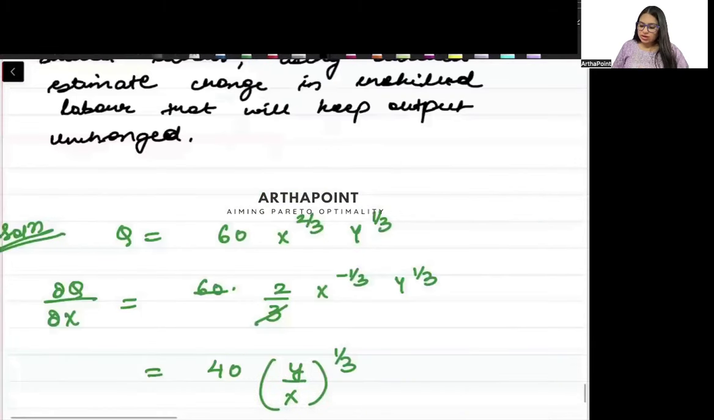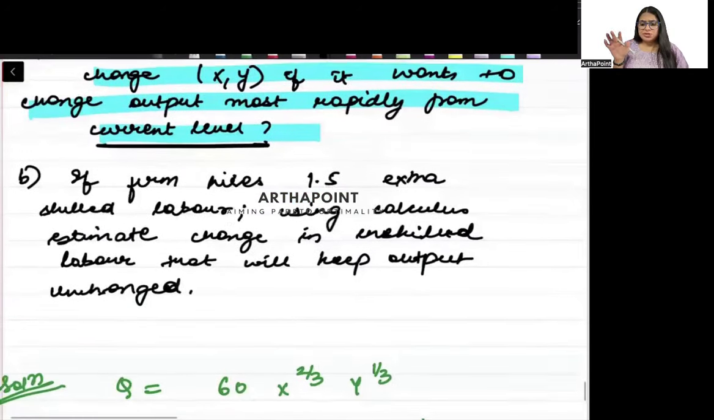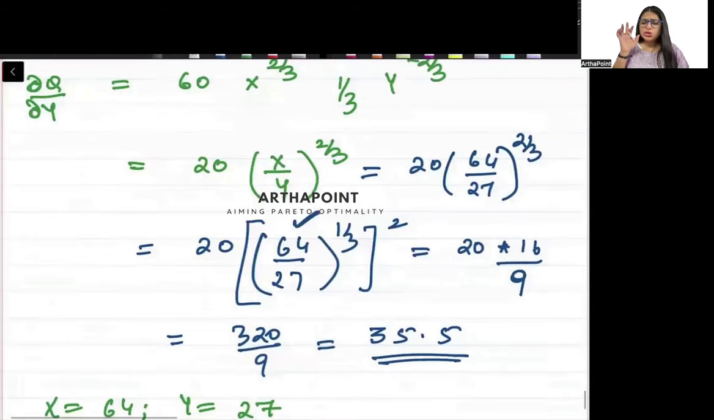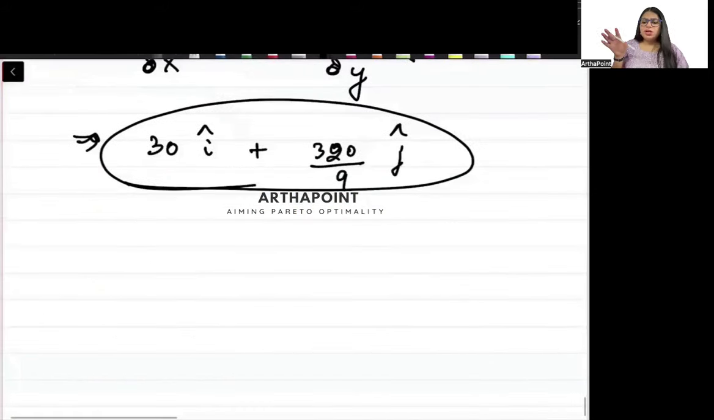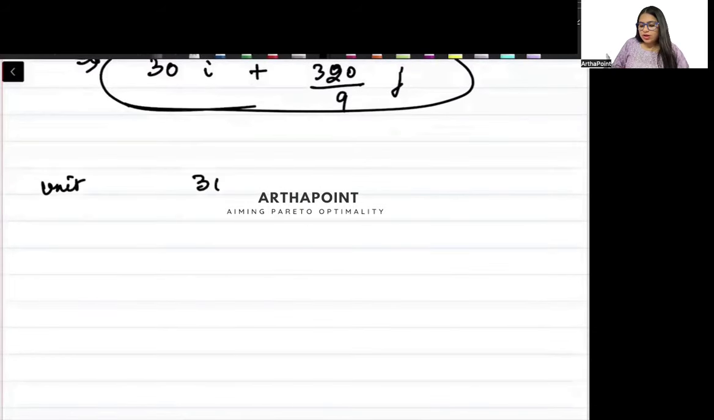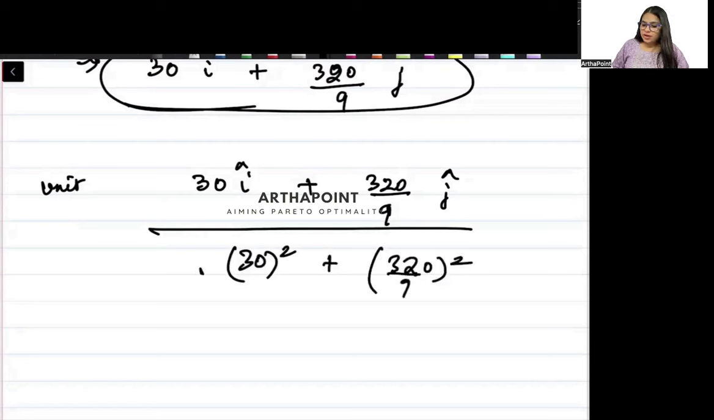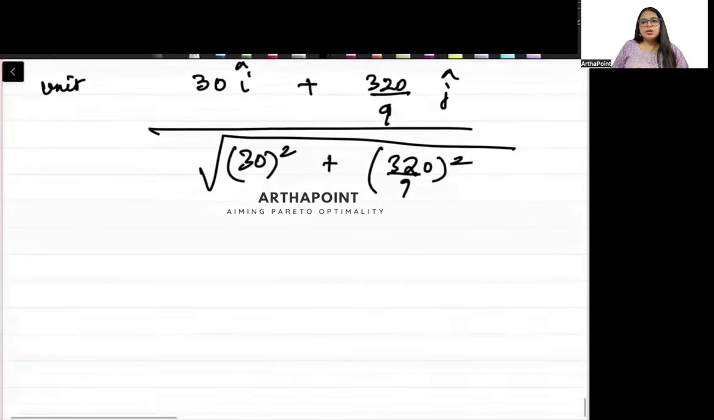Now the question is asking to find out in terms of one unit, the unit vector, the directional vector in which it increases most rapidly. So in order to find the unit vector, how will I go about it? So 30 I hat plus 320 by 9 J hat upon the magnitude. I will just divide it by the magnitude. So 30 squared plus 320 by 9 whole squared, under root. So this is going to be the unit vector.